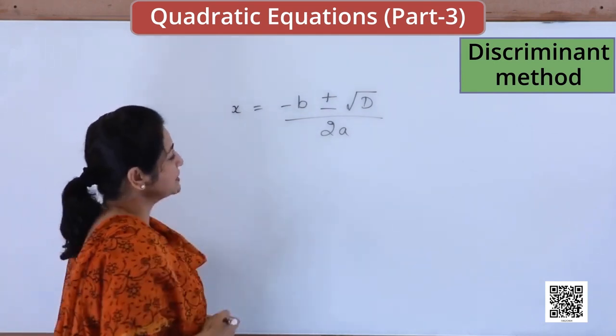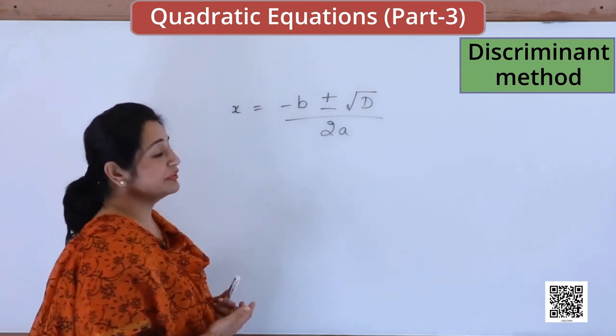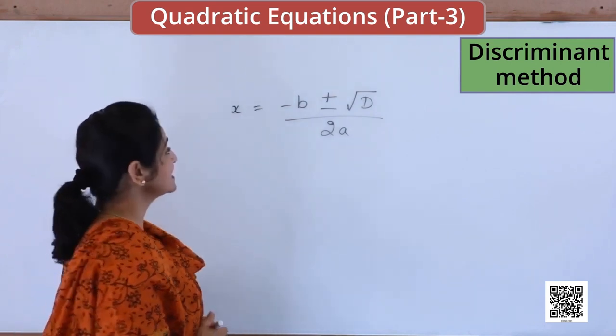After that, we have minus b. Now, the value of b we can have from the quadratic equation. To make it negative, we just need to put a sign of minus in front of this and then we will get minus b. So, that's easy.